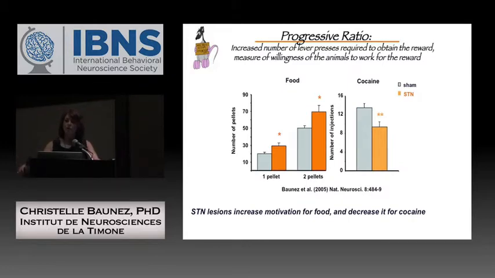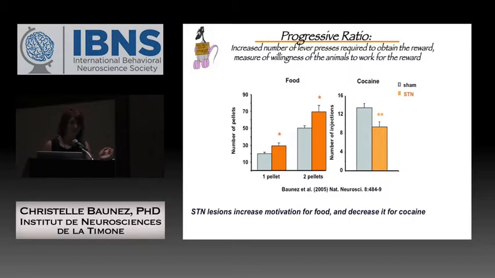So what's going on with motivation for drugs in these rats with STN lesions? And that's how we came to assess the effect of STN lesions on motivation for self-administration of cocaine. And in the progressive ratio schedule of reinforcement, we saw, surprisingly, a decreased motivation. So we see that STN lesions increase motivation for food, but decrease motivation for cocaine. And that's really something we did not expect at all. And I have no explanation for that so far.